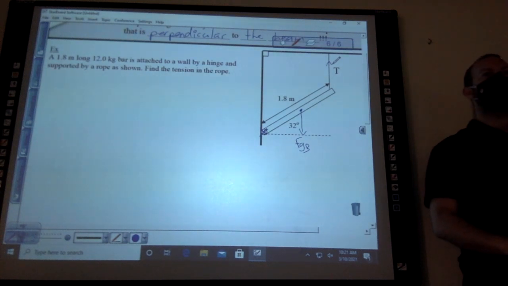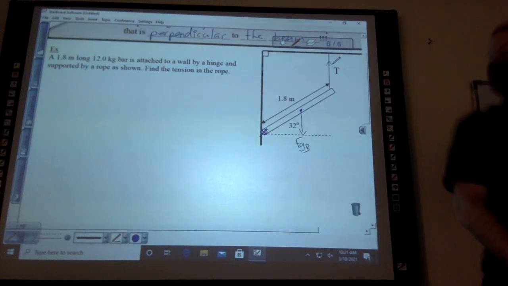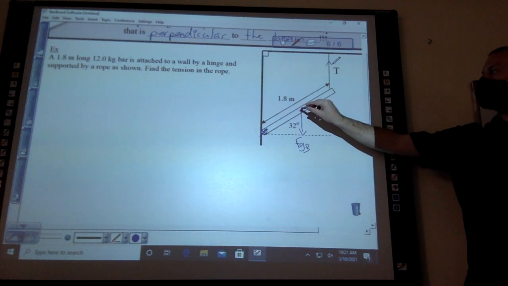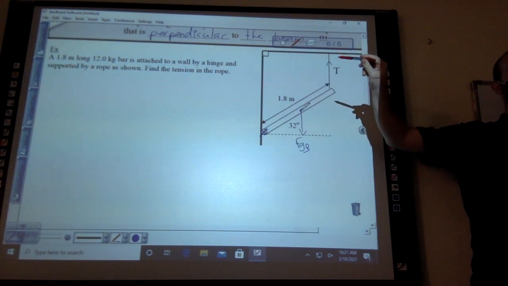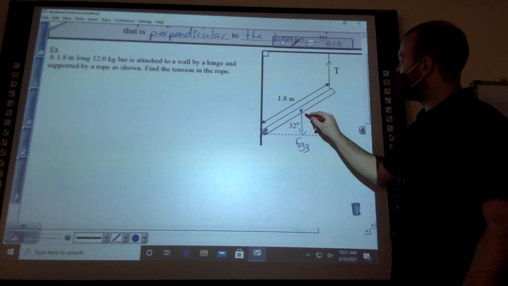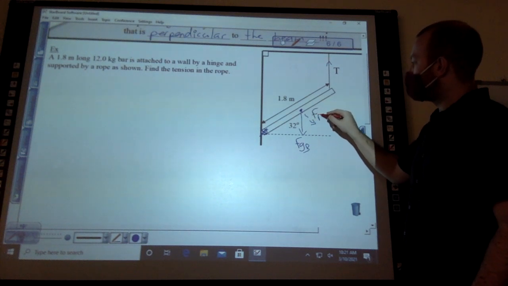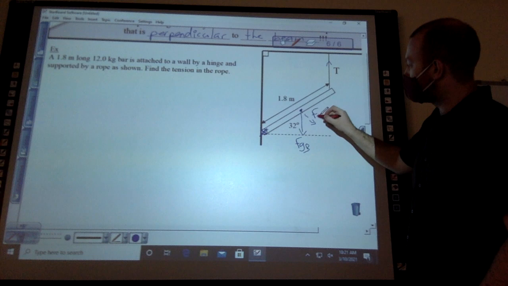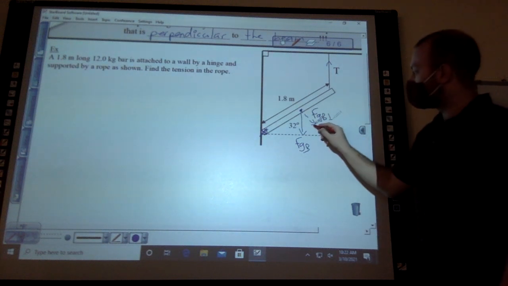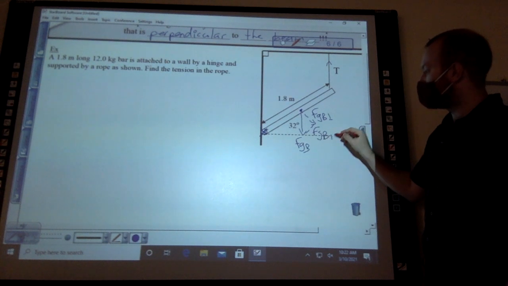We need to break these up into components. So as I said before, it's easier to put the perpendicular from the exact points that we're dealing with. It's just strategically it makes more sense. So I'm going to break this up into F_GB perpendicular. Yes, we have a lot of subscripts. And F_GB parallel.